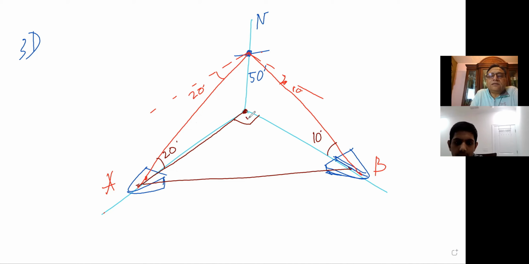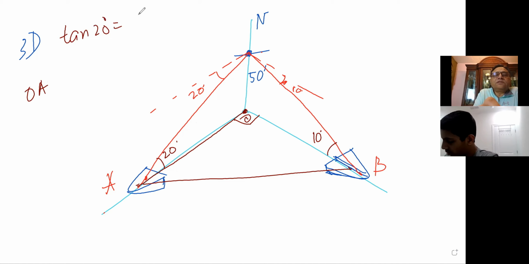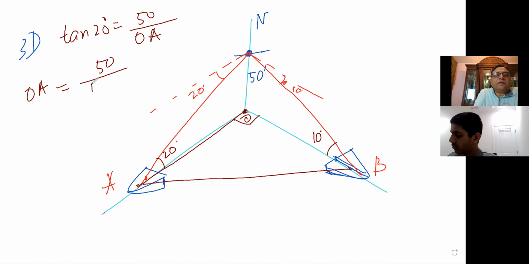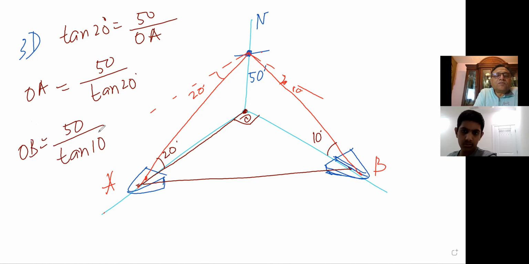So let's say this is O. We know OA, we can find the ratio OA. Let me write it in a proper way. So tan 20 degrees equals 50 meters, which is the height, divided by OA. And therefore, OA is 50 over tan 20 degrees. Similarly, OB equals 50 over tan 10 degrees, because this angle is 10 degrees.